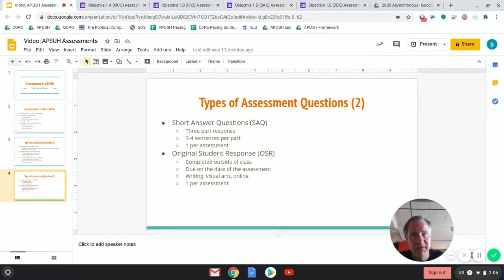If you watch the video on the curriculum framework, I did point out which objective is always the OSR, though it didn't make much sense to you at that time. But you develop an original way to address that objective. It could be writing. Maybe you write a compare and contrast paragraph and turn it in. It could be visual arts. You make a picture or sketch out a painting. You don't have to do a full painting, but you could turn in your rough sketches.